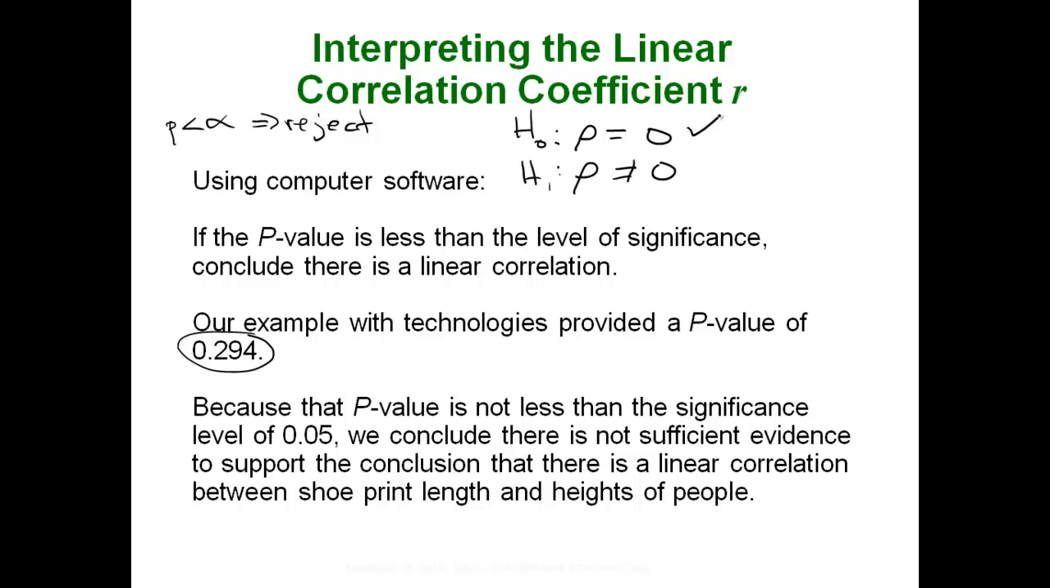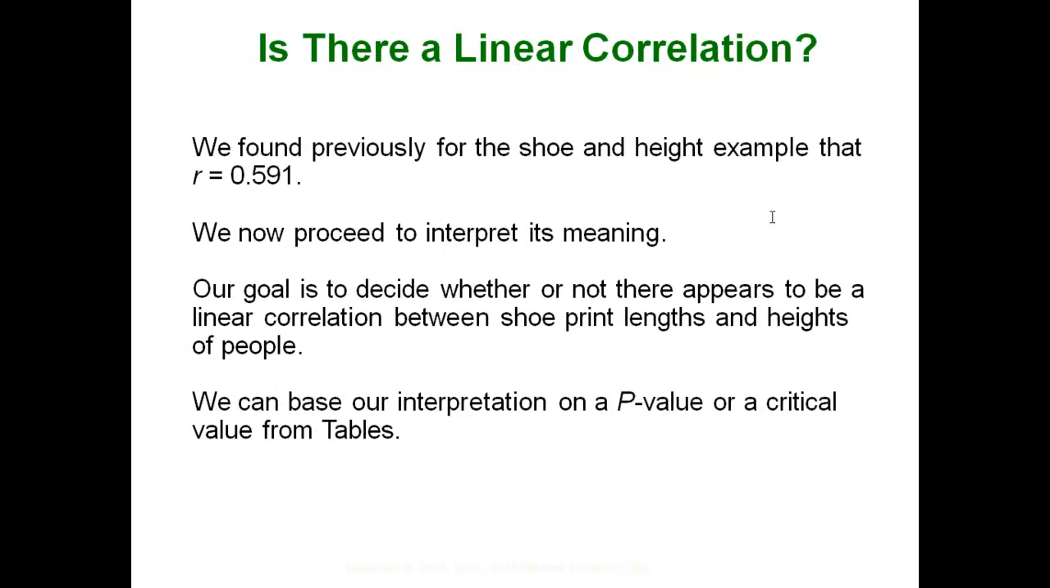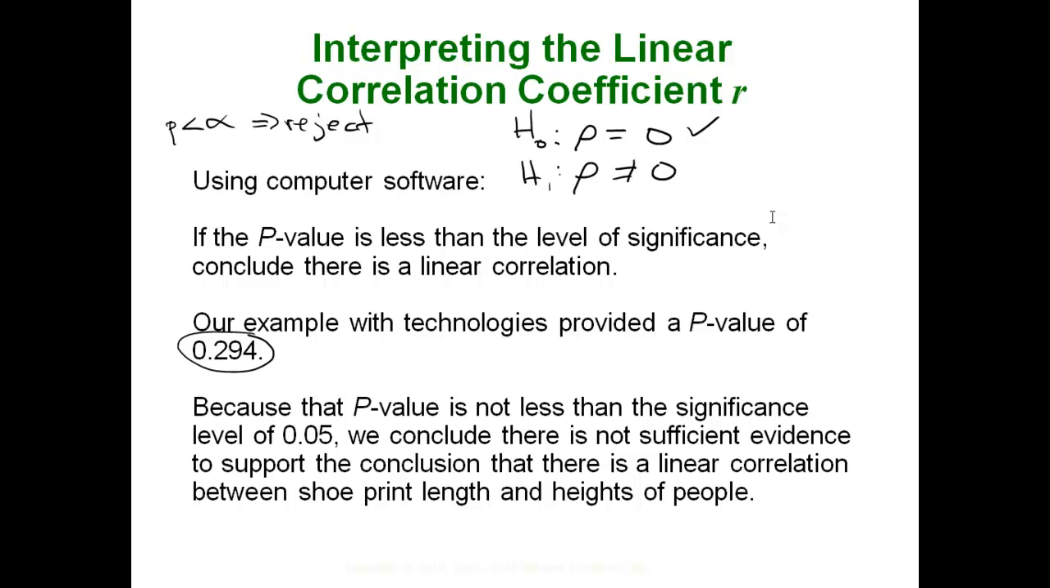So we fail to move off of our null. We didn't have enough evidence to reject it in favor of this. So we're left with the null assumption that there really is no correlation, even though we have an R that is definitely not 0, right? We had an R of 0.591, which some people might consider to be fairly strong. According to the data, it wasn't strong enough to really say that there is a linear correlation.